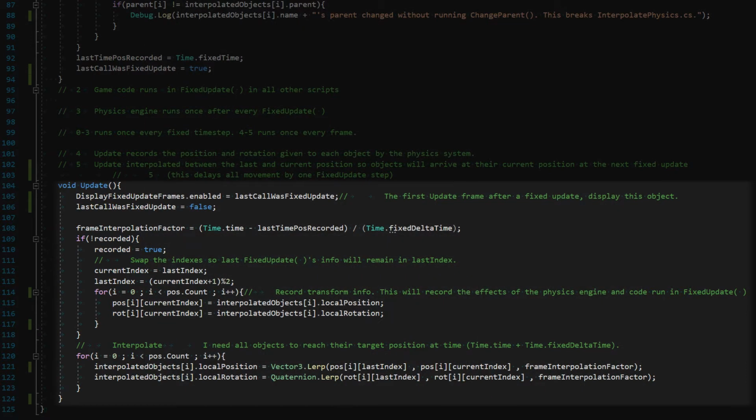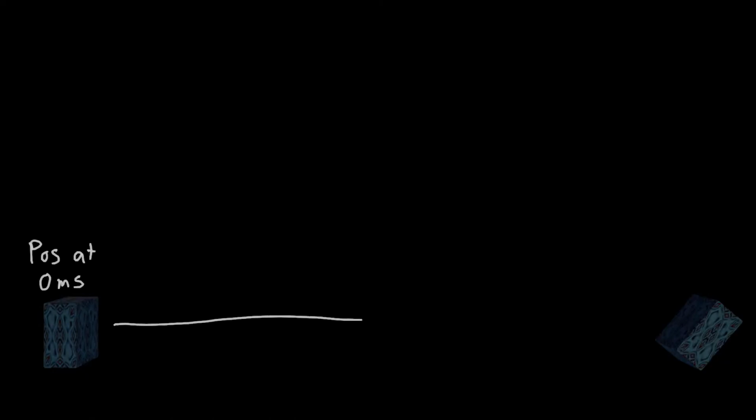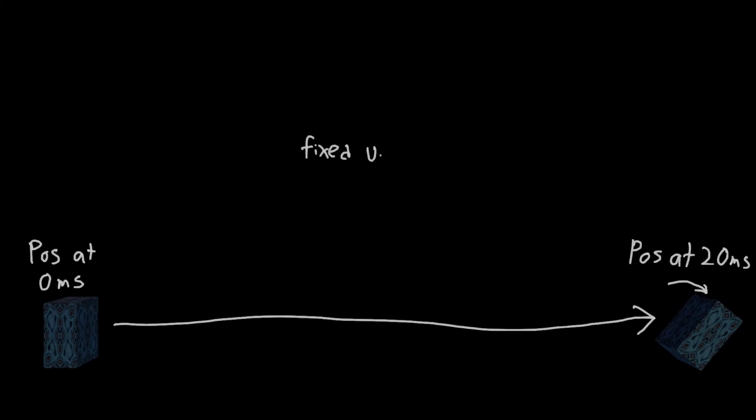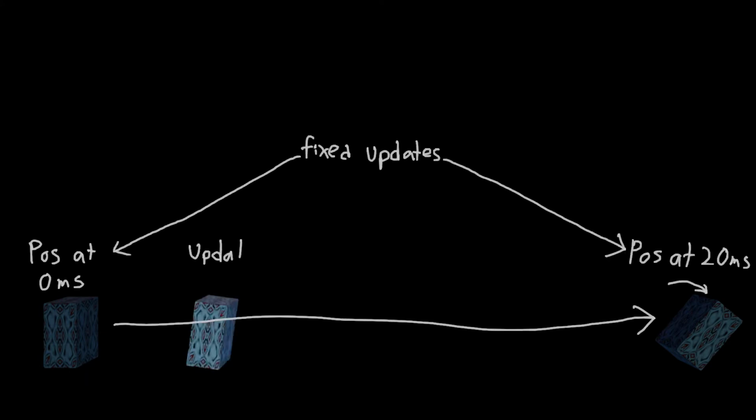Every Update before any other scripts run, a frame interpolation factor is set to the percentage of the way this frame is in time between the last FixedUpdate and the next. Then, if there was a FixedUpdate between this Update and the last, the local position and rotation of all objects are recorded so they can be restored in FixedUpdate. This records the effects of other scripts' FixedUpdate running and the physics engine. Next, every object has its local position and rotation set to the interpolated value between its most recent FixedUpdate position and the one before that.